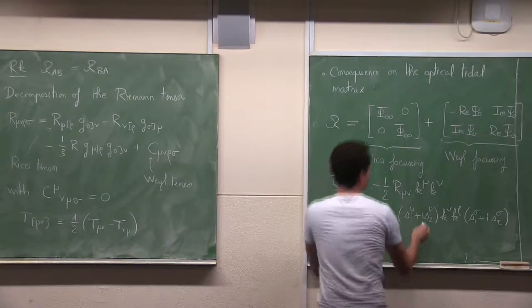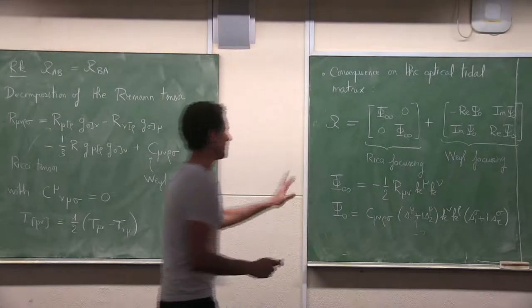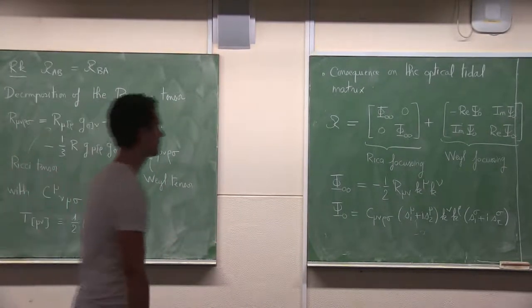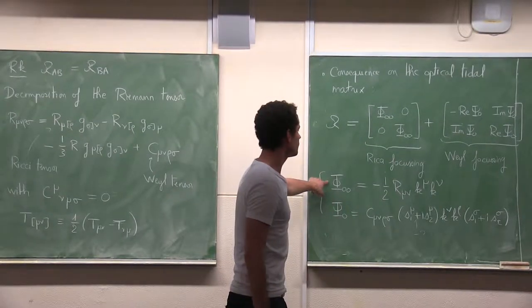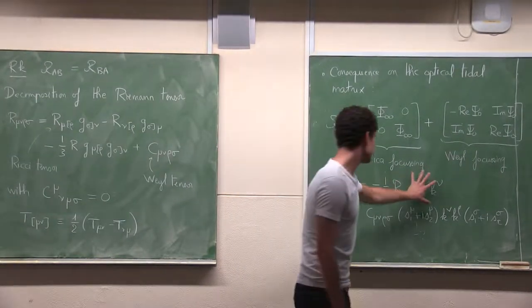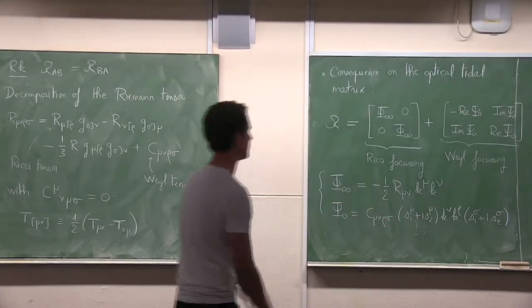Maybe with a minus. I'm not sure about this thing. It could be a minus, but it's not really important here. Right. So this phi 0, 0 only depends on the Ricci tensor, while this psi 0 only depends on the Weyl tensor.